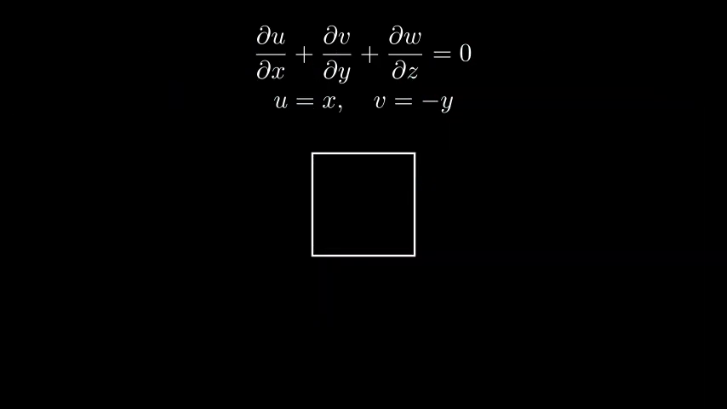This type of flow, where u increases with x and v decreases with y, is characteristic of flow expanding outwards from a point, like a source, or converging towards a point, like a sink. In 2D, the continuity equation ensures that no fluid is lost or created.